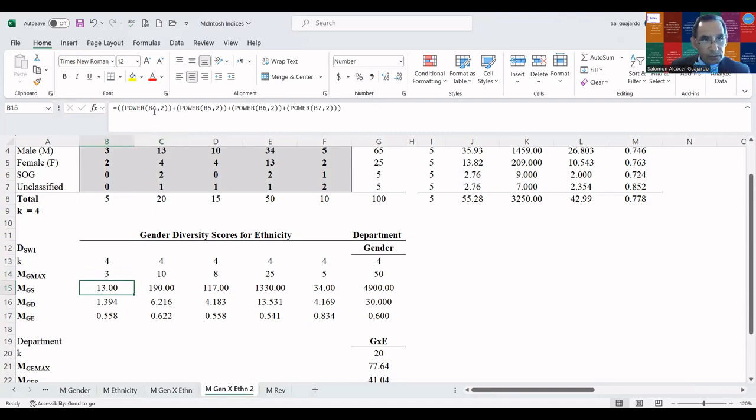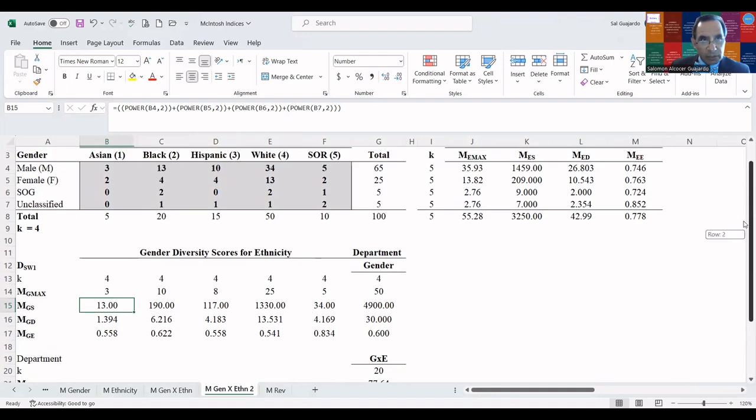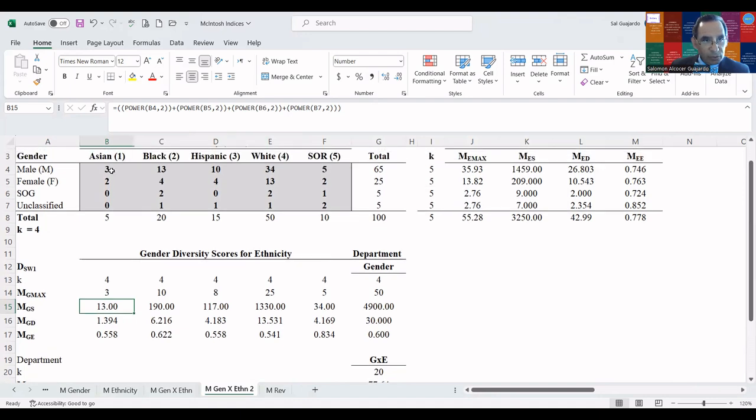I use the frequency. If I apply the formula, it's going to be 3 times 3, so it's going to be the power of B4, comma 2. So that's 3 times 3, plus 2 times 2, plus 0 times 0, plus 0 times 0. That gives me a similarity value of 13.00.